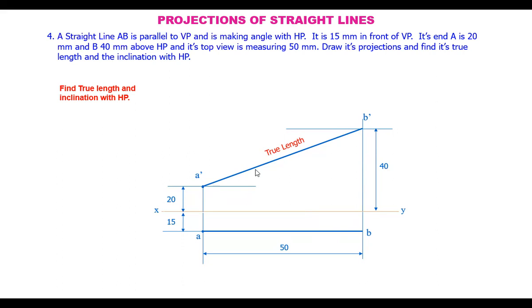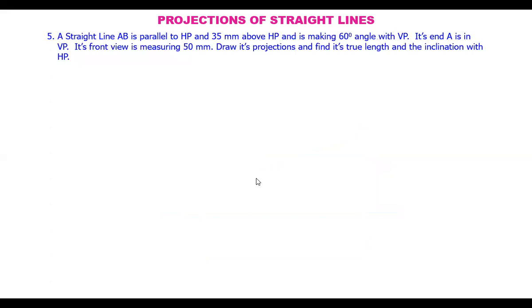How do we say that? Because the line is parallel to VP, that is seen in the front view. Whatever you see in the front view is the true length of the line. So when the line is parallel to the vertical plane, in the front view we see the true length and also the angle with the horizontal plane. This is the angle. So we measure the angle here. These two you can measure, and that's how to find the true length and angle. Okay.